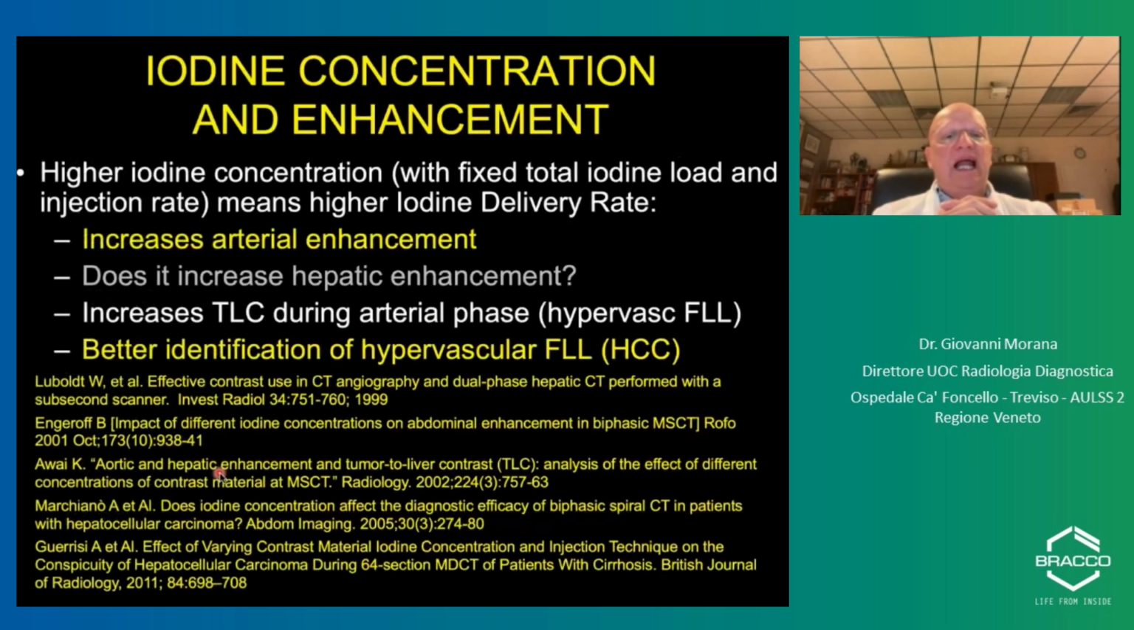So, for dynamic imaging, a very high iodine concentration is requested in order to have a good enhancement. High iodine concentration means high iodine delivery rates, and this increases the arterial phase and allows a better identification of hypervascular lesions, in this case focal liver lesions, but also pancreatic hypervascular lesions.